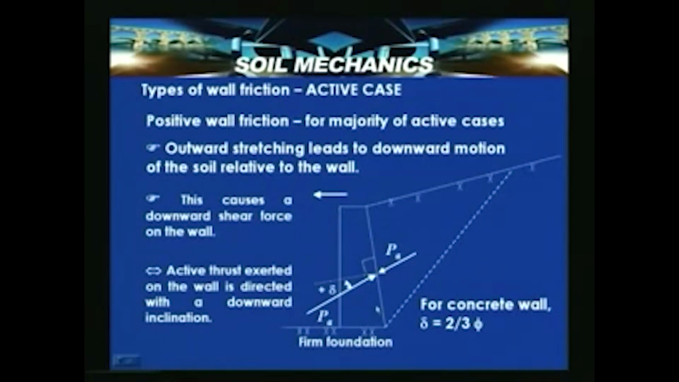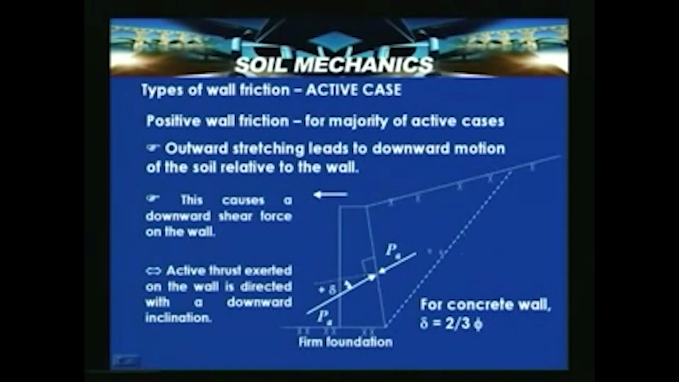This is a cross section of the wall, and this is the backfill surface, which is inclined, and this is one of the assumed failure surfaces. As the wall moves away from the backfill, and the wall is assumed to rest on a firm foundation, the outward stretching leads to downward motion of the soil relative to the wall.